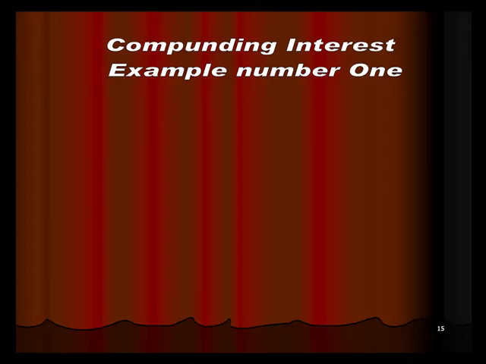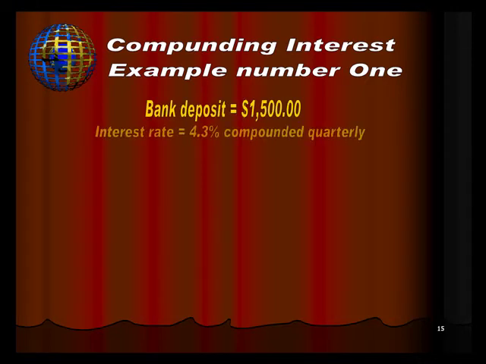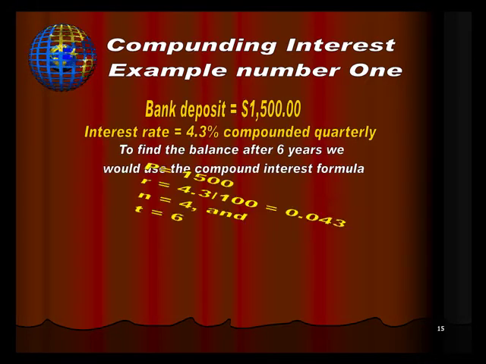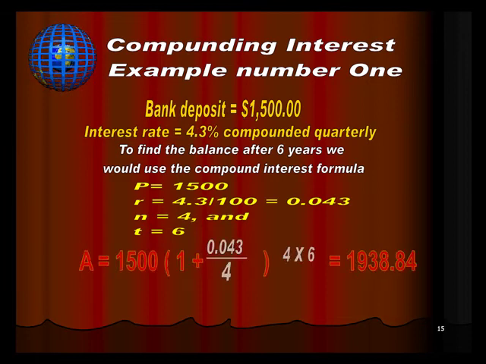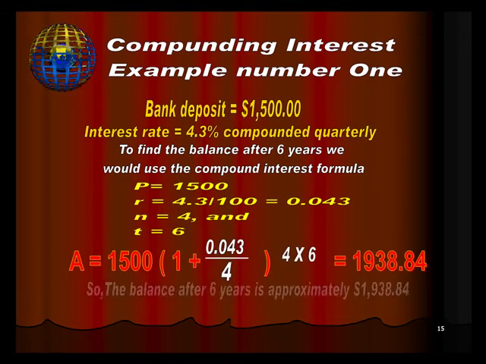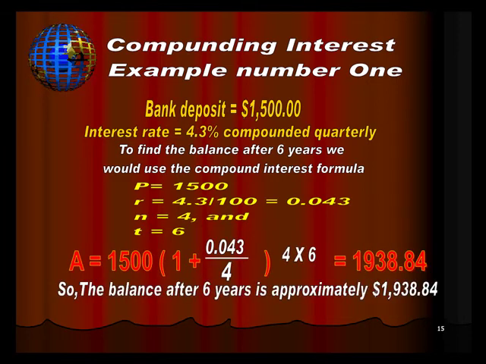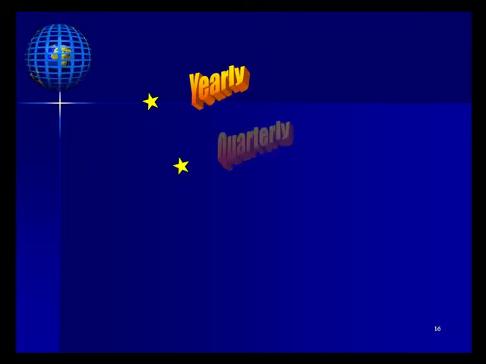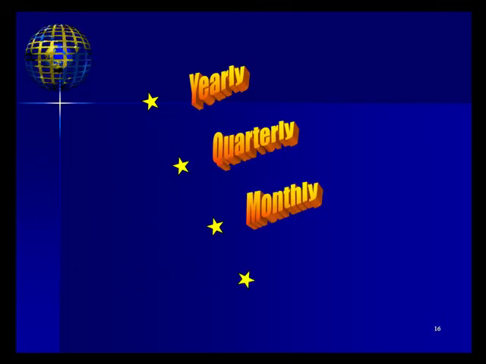If you were to deposit in a bank the amount of $1,500 and the bank is paying an annual interest rate of 4.3% compounded quarterly, to find the balance after 6 years, we would use the compound interest formula. P equals 1,500, R equals 4.3/100, or 0.043, N equals 4, and T equals 6. So, the balance after 6 years is approximately $1,938.84.